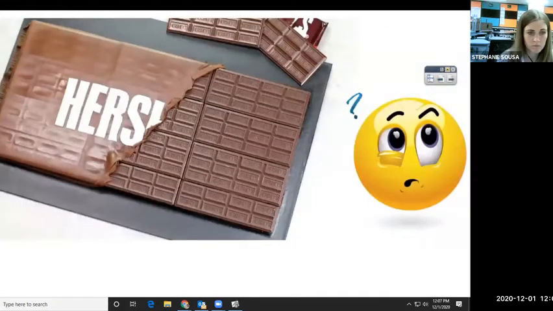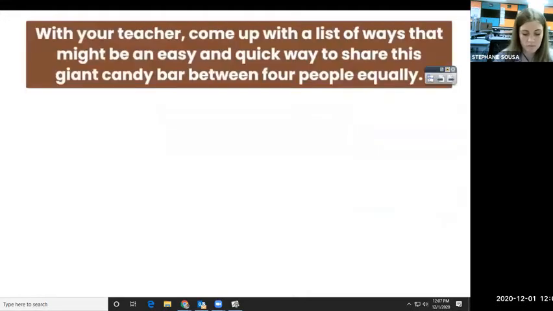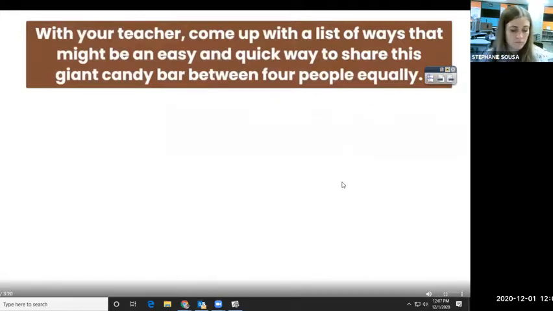Okay, but here, that's where it's really going to get tricky. If we have a candy bar that's this big, what on earth are we going to do? What might be the best way to divide out this candy bar? On this page, I would like for you and your teacher to come up with a couple of ways that might be an easy and quick way to share this gigantic candy bar with the 4 people equally.